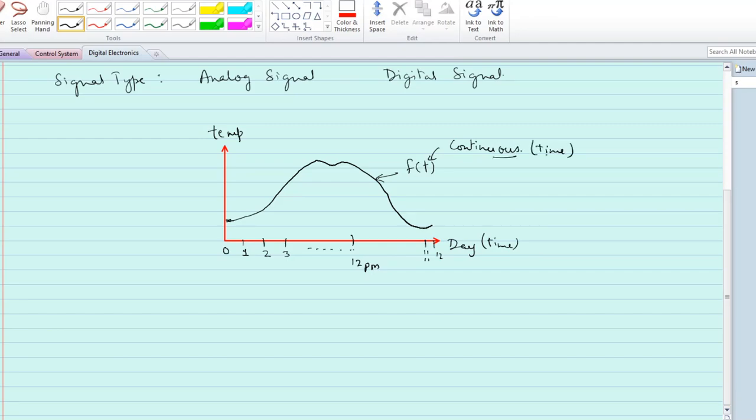Okay, now if we have 2 points on this function, suppose these 2 points are a and b, then between these 2 points there are a number of points available, infinite number of points, infinite number of values are available, you can say that.